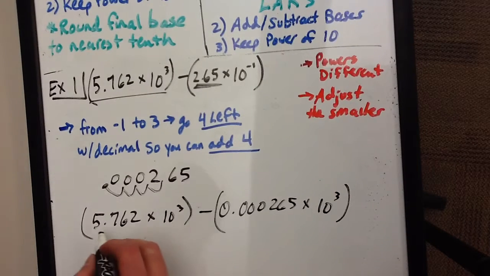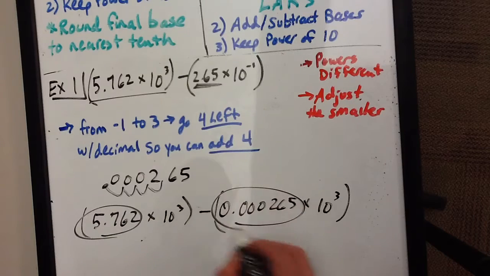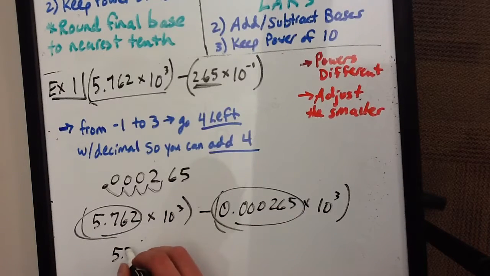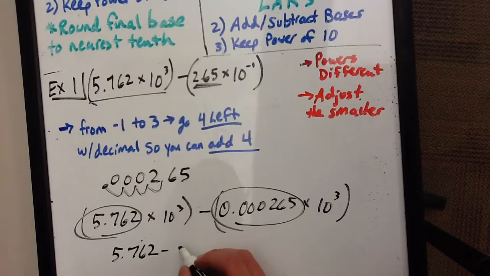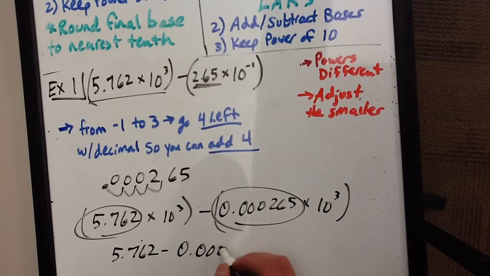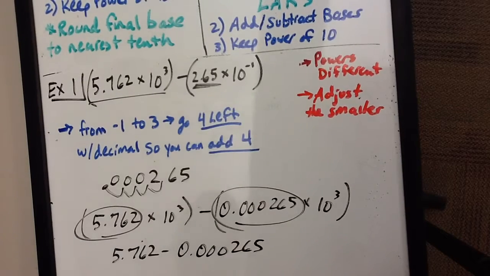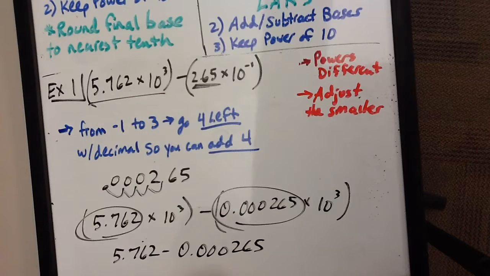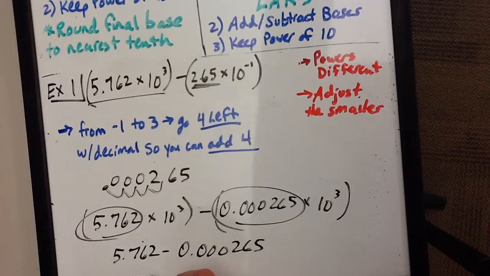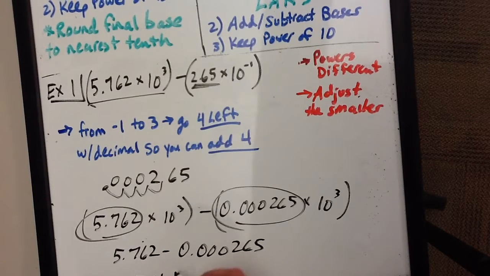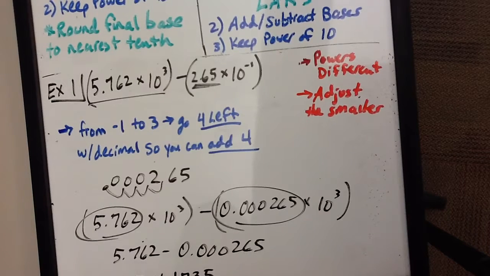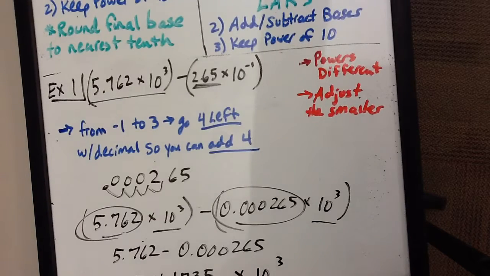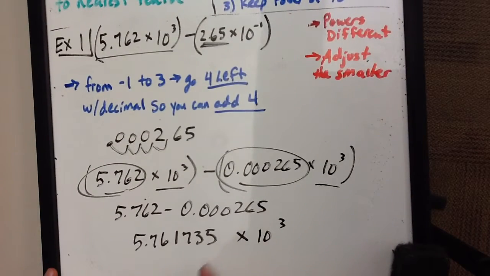Let's subtract the bases. Here's base 1, here's base 2. I need to subtract those. So 5.762 minus that base, 0.000265. If I subtract those two numbers, I would get 5.761735. So I subtract the bases, and I'm going to keep the power of 10, which is times 10 to the power of 3. So this is the specific answer right here.